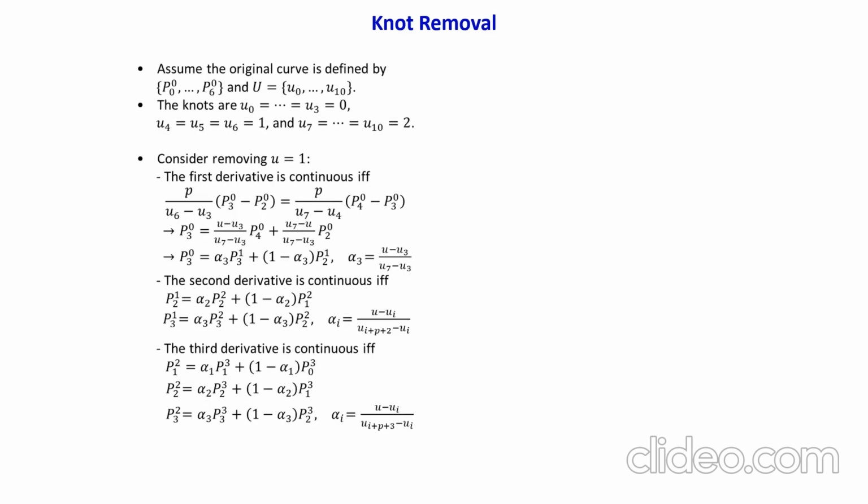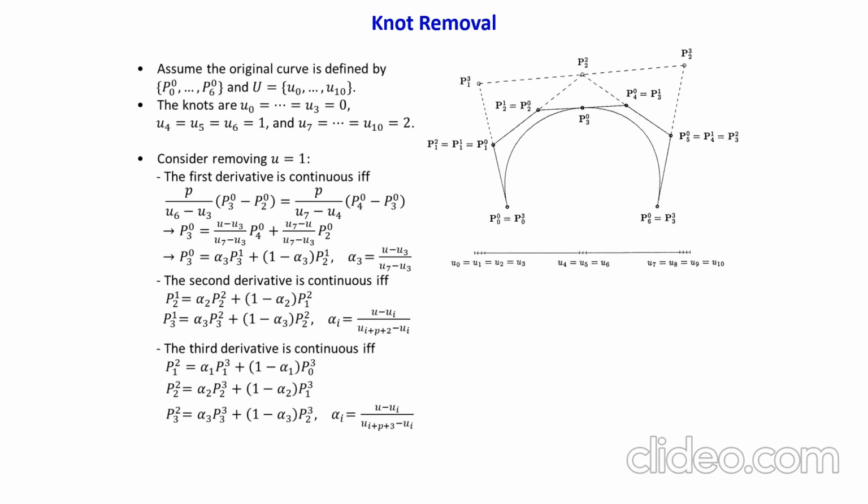We will now provide an example of knot removal. As usual, the algorithm operates on the 4 coordinates of the control point. Consider the cubic curve given here. We assume that the original curve is defined by this arc from point 0 to point 6, and U here, where the superscripts denote the step number in the knot removal process. So let's consider removing U equals 1, or U sub 6, in the middle here.